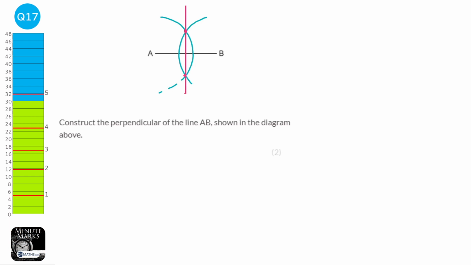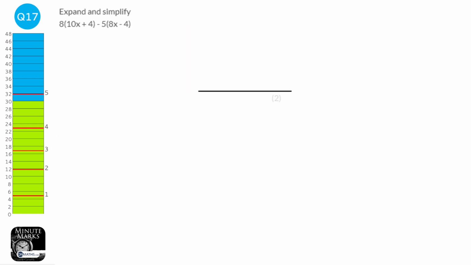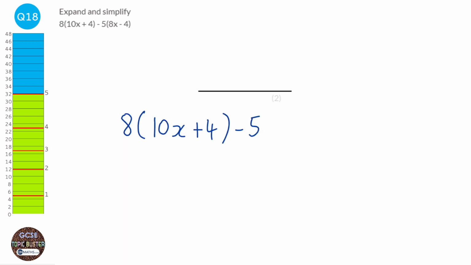Leave your workings out, your arcs, on the page when you do this to make sure you get full marks. I'm just going to write the question out so we've got a little bit bigger writing to play with here. And it doesn't actually matter which method you expand these brackets with. I'm going to use smiles and rainbows.